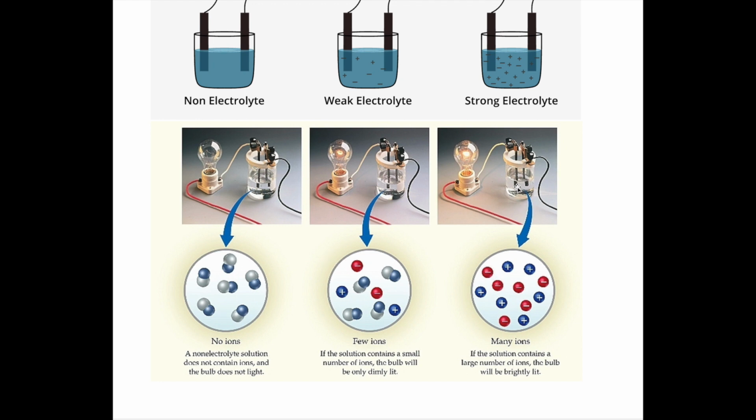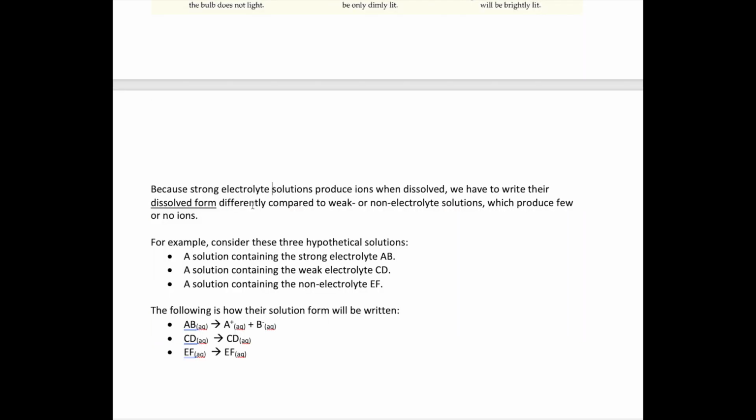Microscopically, if you can see into the solution, you'll see that the strong electrolyte has a lot of ions. The weak electrolyte only has a couple of ions, with most of the species still bonded together. And then the non-electrolytes will have no ions at all, with all the species bonded together in their molecular form. It's important that we understand how solutions conduct electricity, because we have to write the chemical equation differently when we're dealing with strong electrolytes versus weak or non-electrolyte solutions.